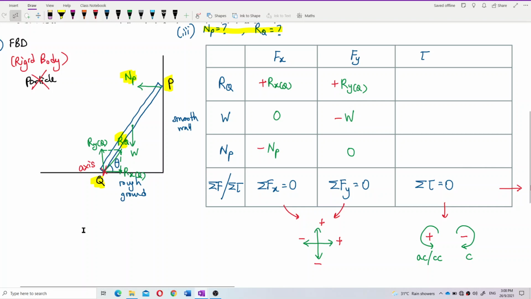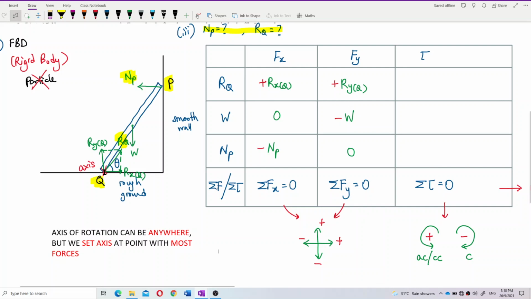Just want to tell you that this thing I written here, axis of rotation can be anywhere. You can put at point Q, you can put at the weight here, you can put at point P. But we set the axis at the point with most forces. Point Q has the most forces because it has the friction, it has a normal force, it has two forces here. So we set the axis over here to simplify our calculation.